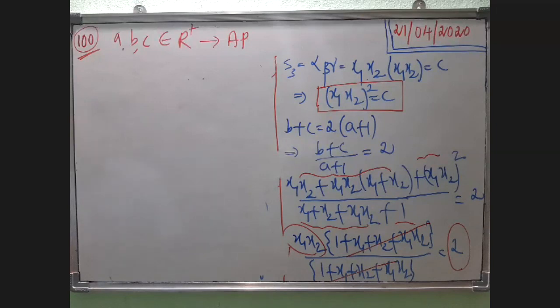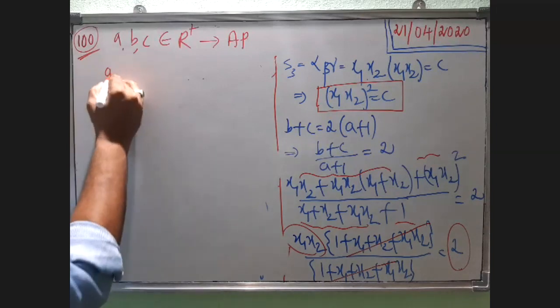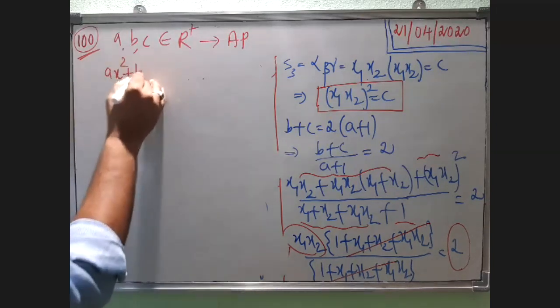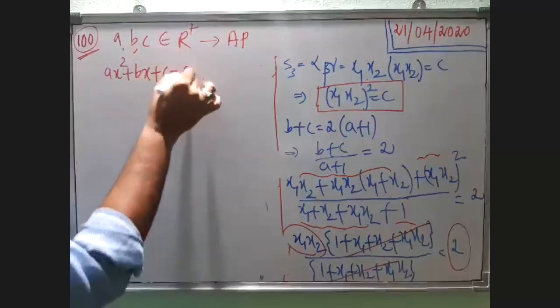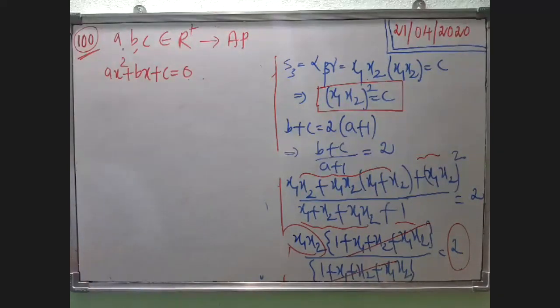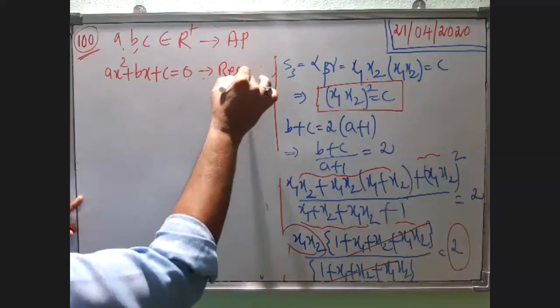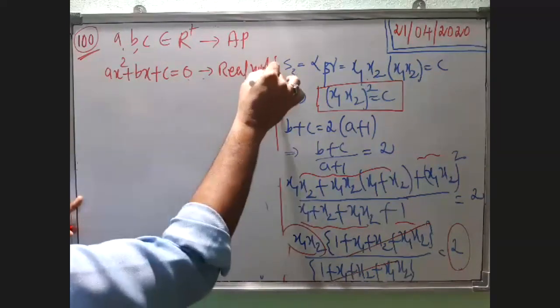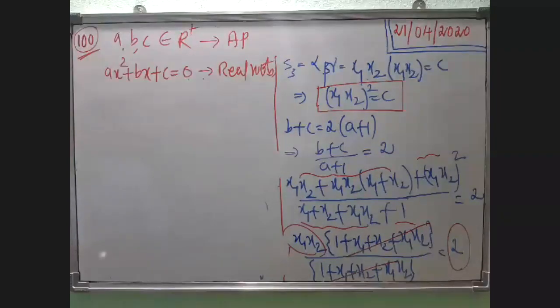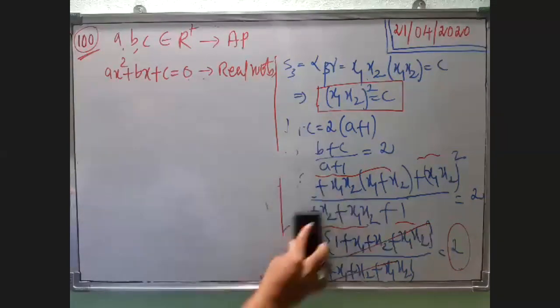If ax square plus bx plus c equal to 0 has real roots, that's it. Then find the correct option. We have to find the relation between A, B, C. We have to see what will be the answer.